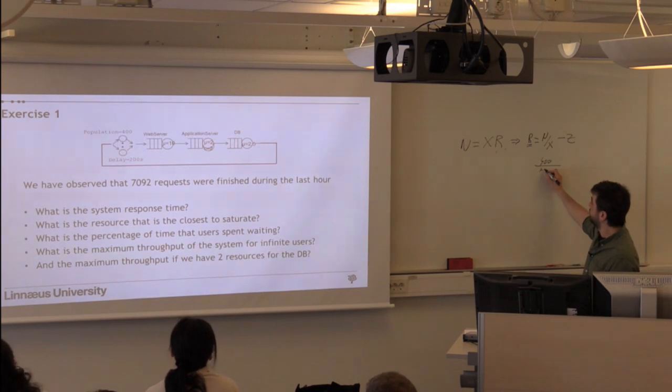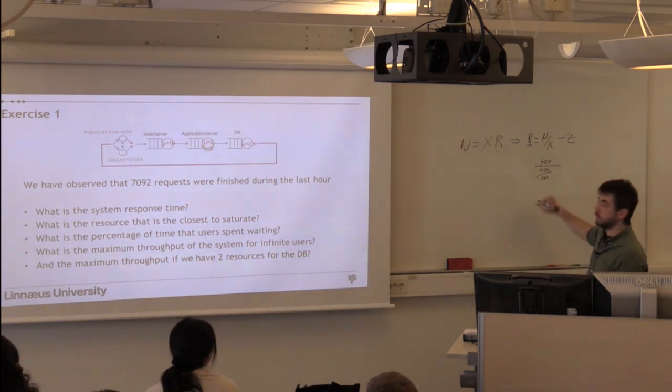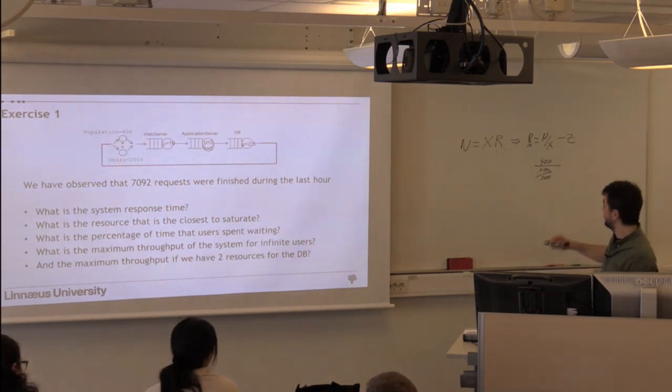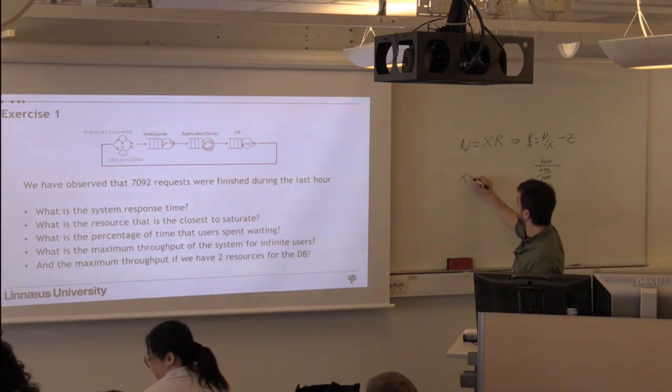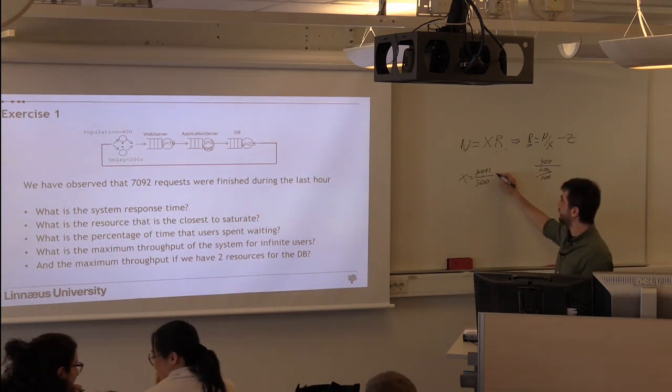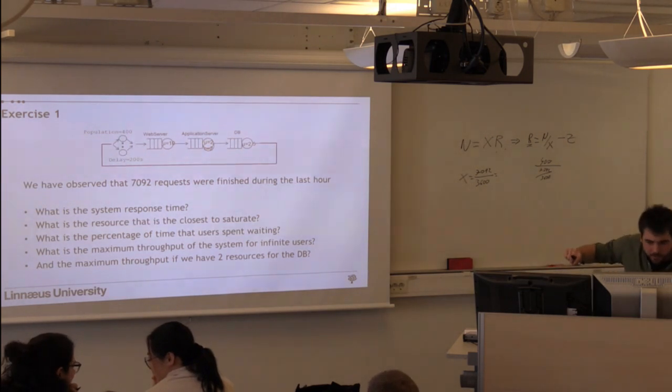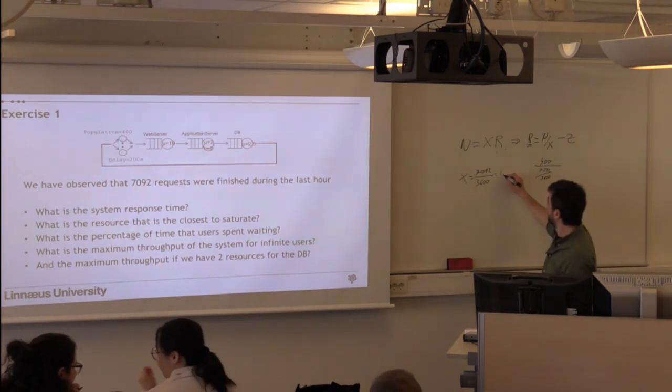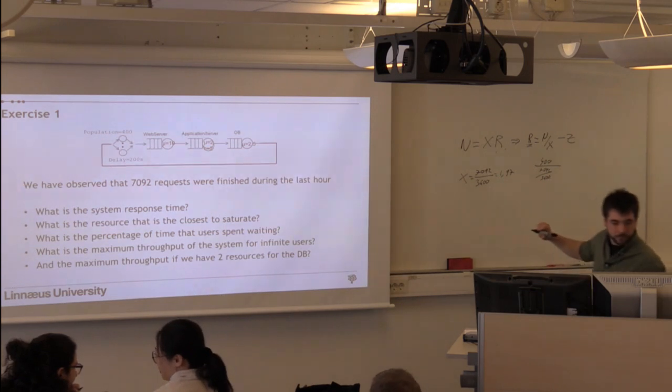It is 7,092 in an hour. So this is the throughput per second. So 3,600 seconds in an hour. This is 1.9702.